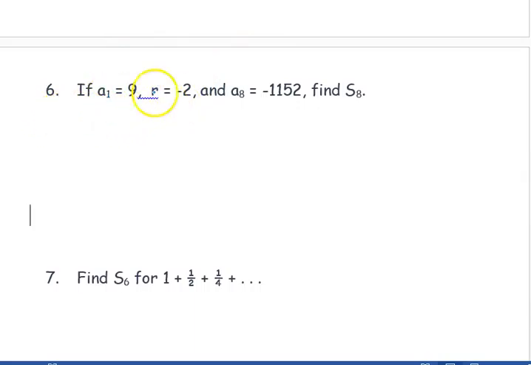For example 6, I'm given everything I need. Since they're giving me an r, I know it's geometric, so I'm going to use my geometric formula. I want s sub 8, so I'm going to use my first one times 1 minus my r. I'm going to put it in parentheses because it's negative, to the 8th, over 1 minus my r.